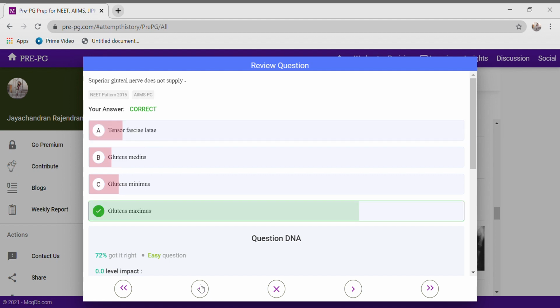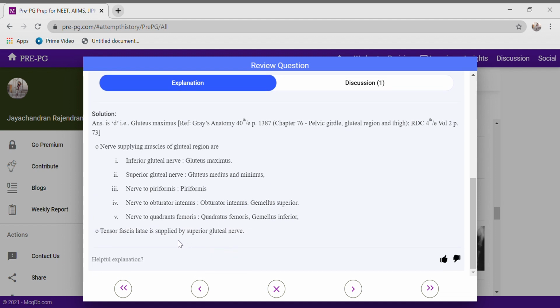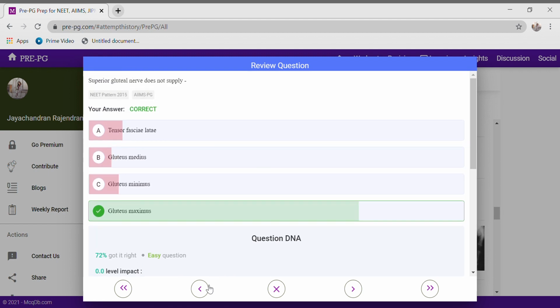And the superior gluteal nerve supplies medius, minimus and tensor fascia lata, but the inferior gluteal nerve only supplies the gluteus maximus. So now to the piriformis, obturator internus and gemellus superior, quadratus femoris, and gemellus inferior. Tensor fascia lata is also supplied by the superior gluteal nerve. This nerve supply is important.